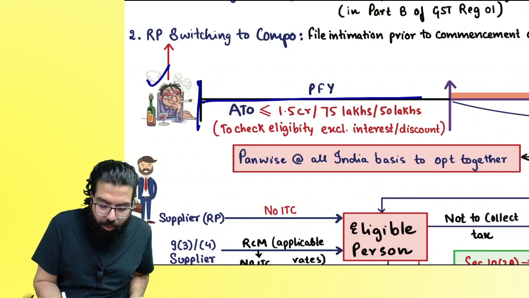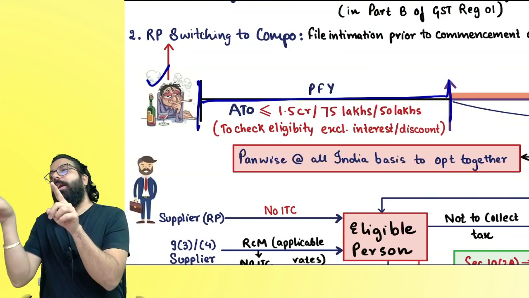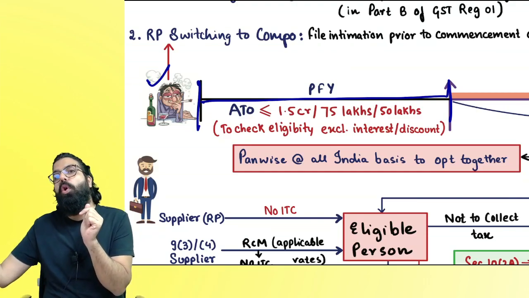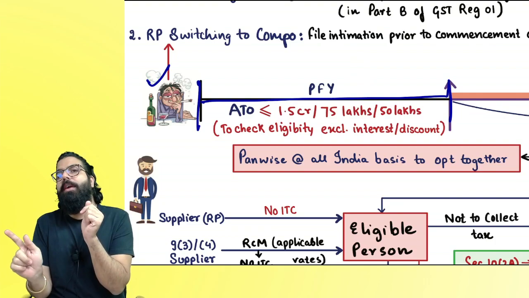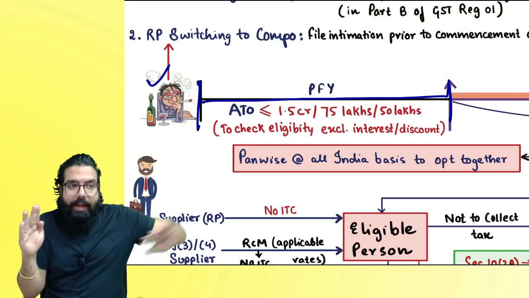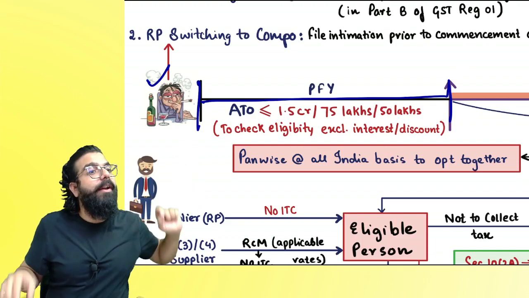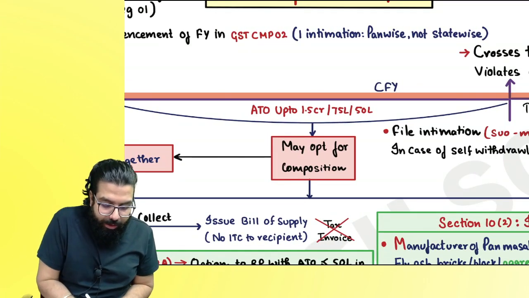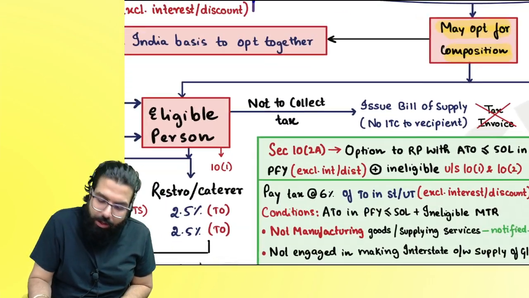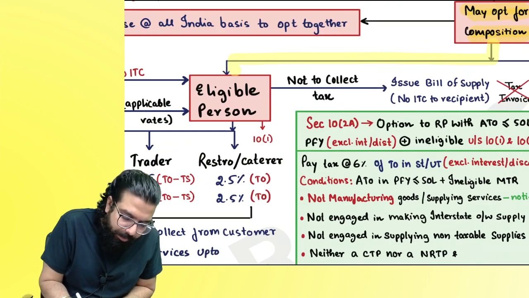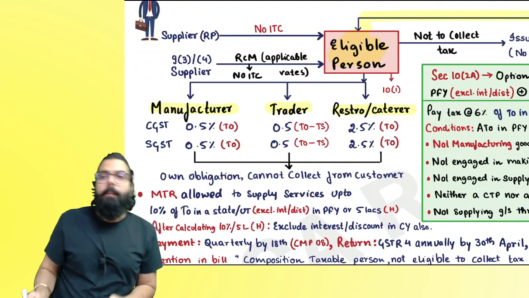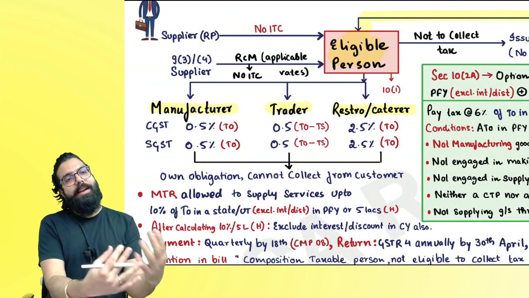First of all, we have to see the turnover of a person in the preceding financial year. If my turnover in the last year is up to 1.5 crore or 75 lakh, excluding interest or discount, then in the current financial year I will be given an option. The option is that I can go for the composition scheme. Right, everyone? And the option is given to whom? The eligible persons in the scheme are MTR: manufacturer, trader, and restaurant.